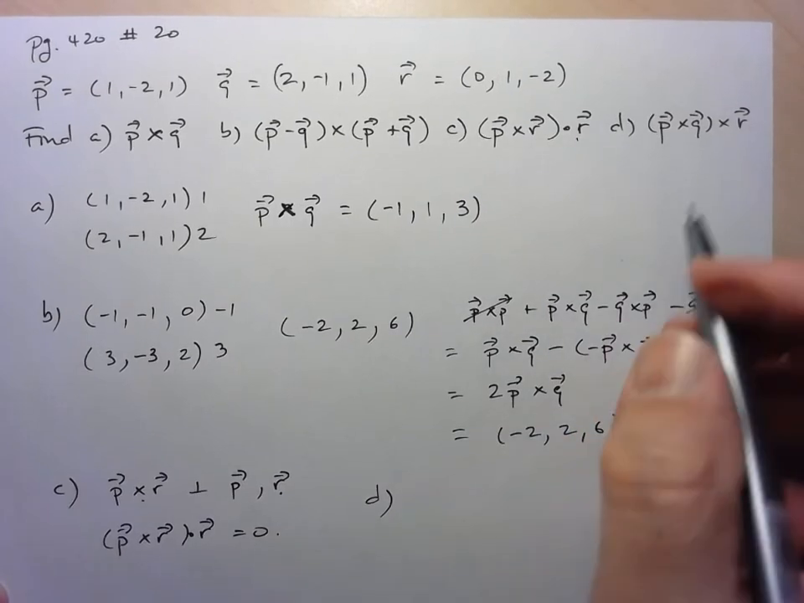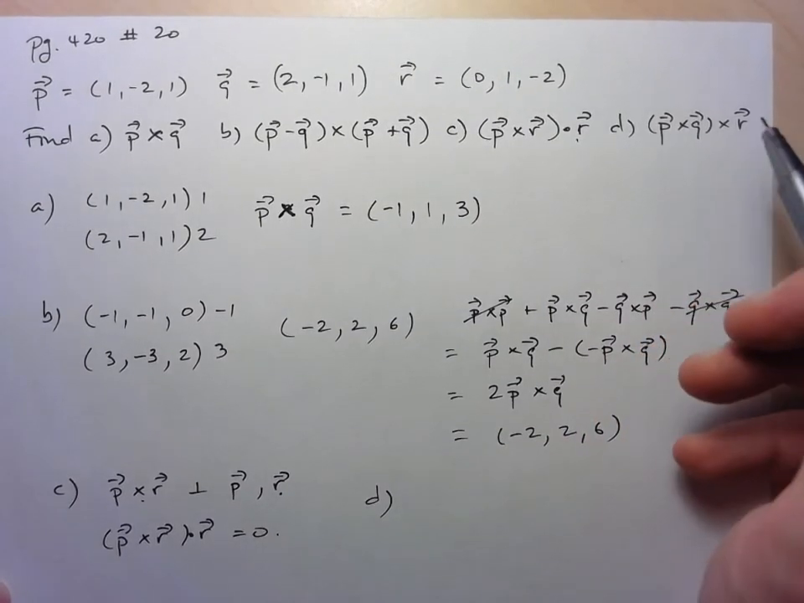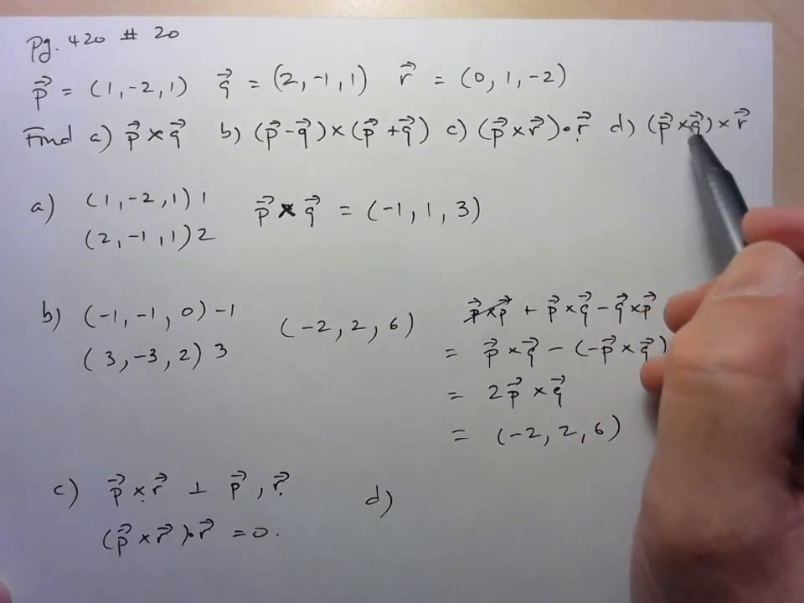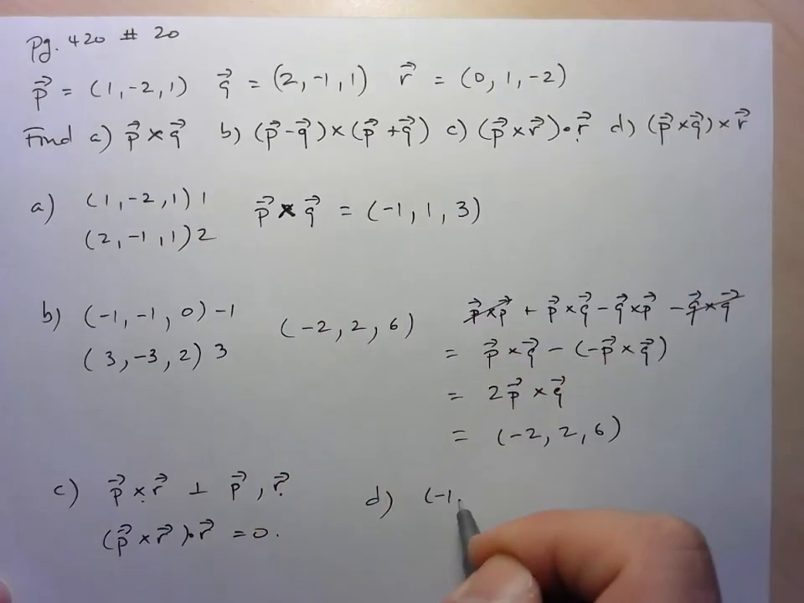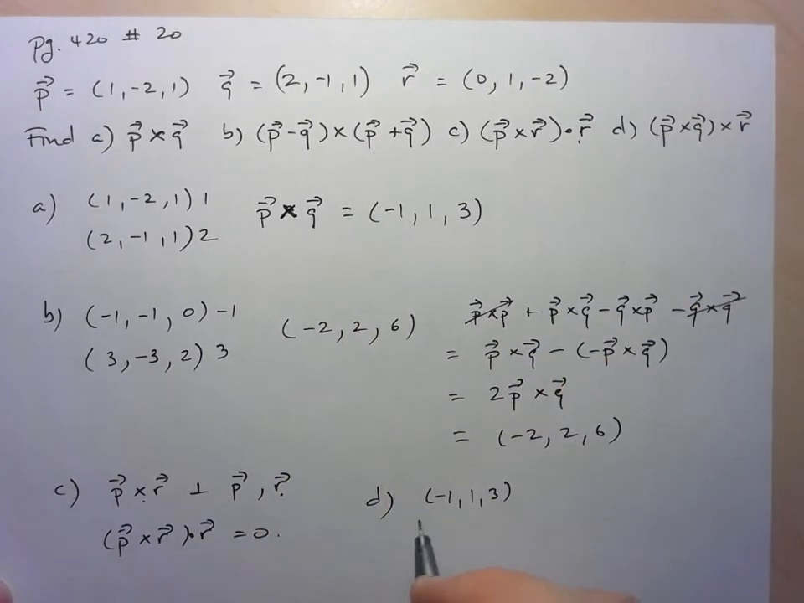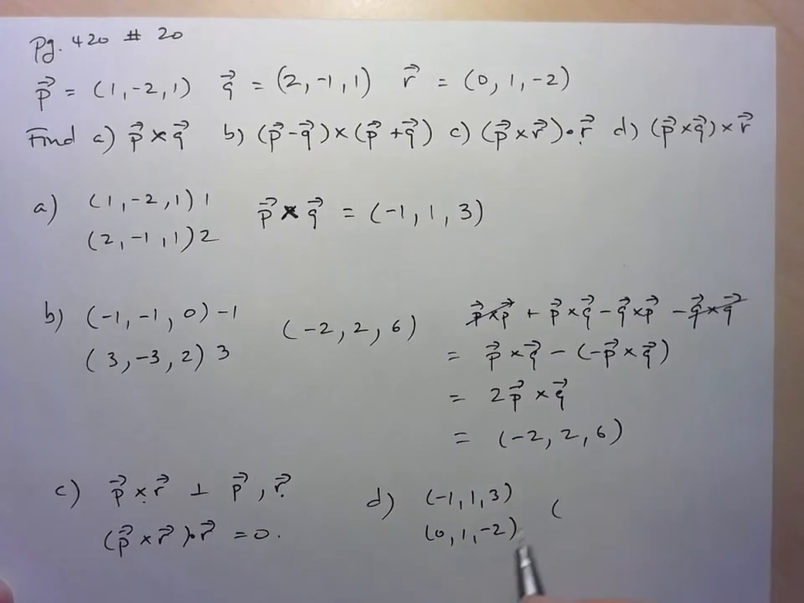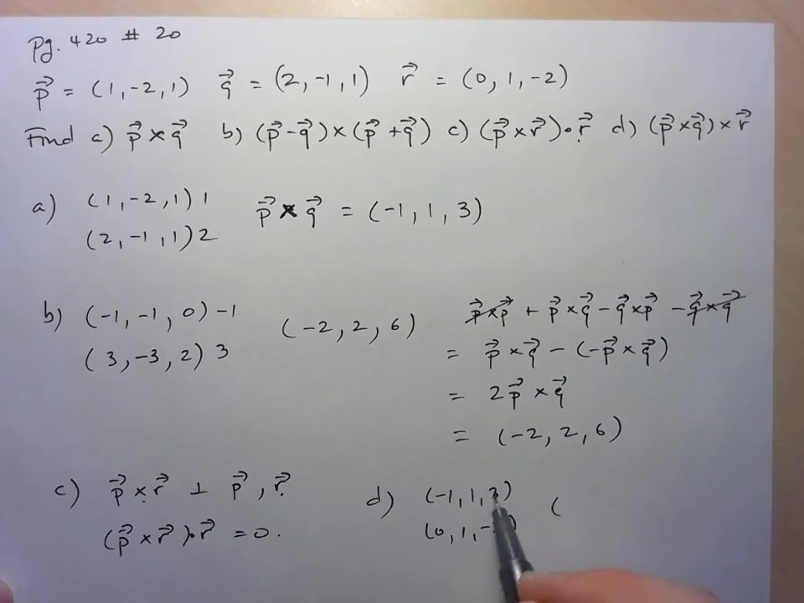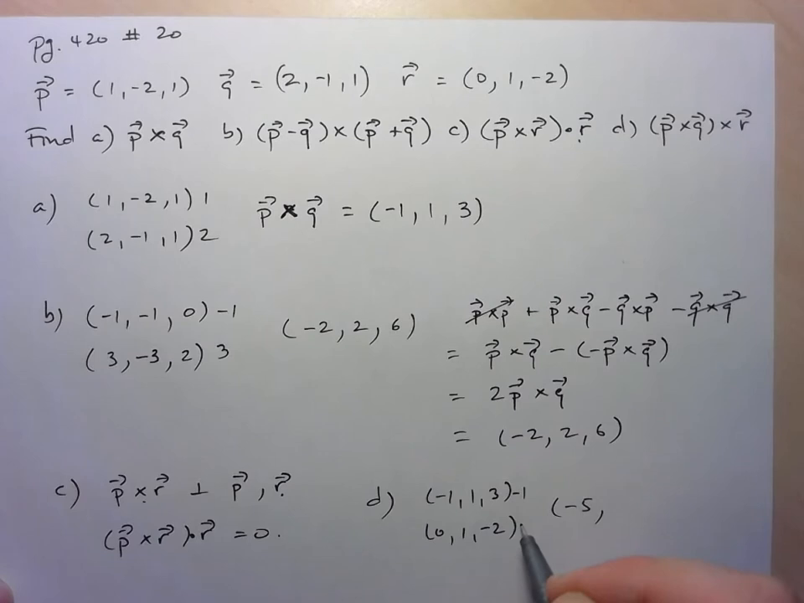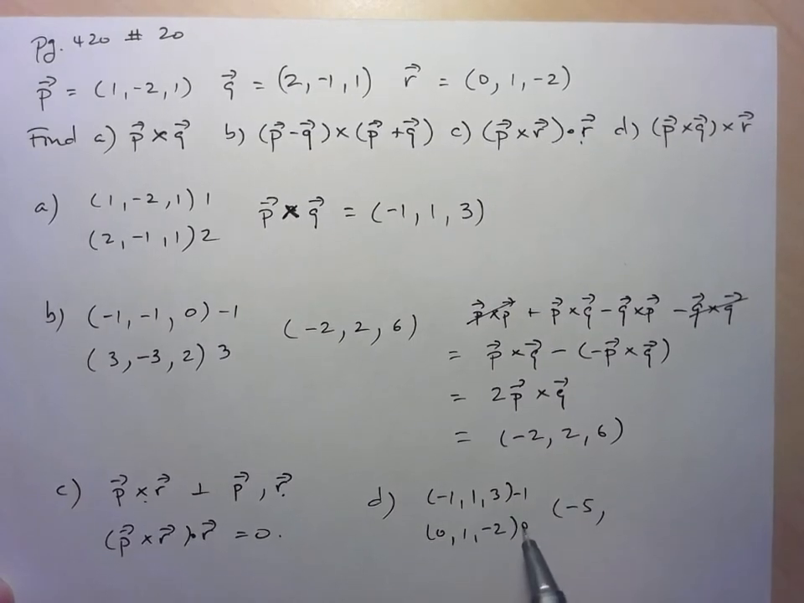Okay, and the last one here, well, this one I can't really see a fancy way of doing it. So we already have P cross Q, so that's -1, 1, 3. And we have R, which is 0, 1, -2. And so let's find the cross product here. So we have -2 minus 3, which is -5. And here, oh, forgot to carry those over. 3 times 0 is 0, minus 2 is -2. And then here we've got -1 minus 0, so just -1.